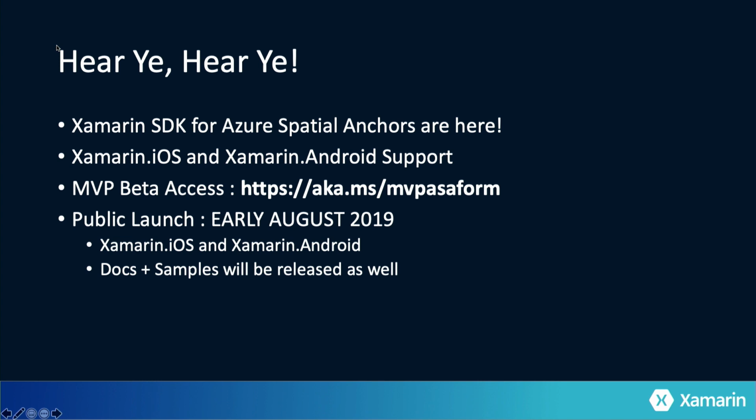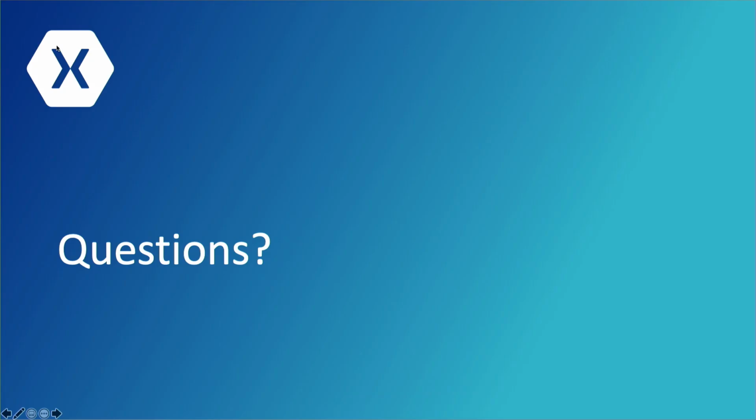And yeah, so early August, everybody else will get access. All of this will go live. They're working really hard on the documents and on the samples. So MVPs, if you are opting in to get access, please, please provide feedback. I've been giving feedback to the team. They love hearing feedback. It'll just make everyone's life a lot better. And yeah, so the public launch for Xamarin iOS and Xamarin Android is coming in August. So questions? Yeah, if you just want to come up to the mic so everyone can hear.